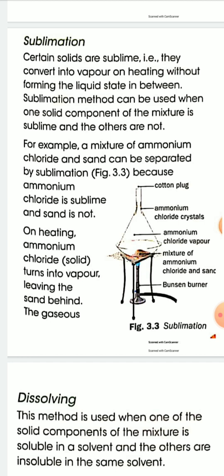The sublimation method can be used when one solid component of a mixture sublimes and the others do not. For example, a mixture of ammonium chloride and sand can be separated by sublimation because ammonium chloride sublimes, but sand does not. On heating, ammonium chloride turns into vapor, leaving the sand behind.